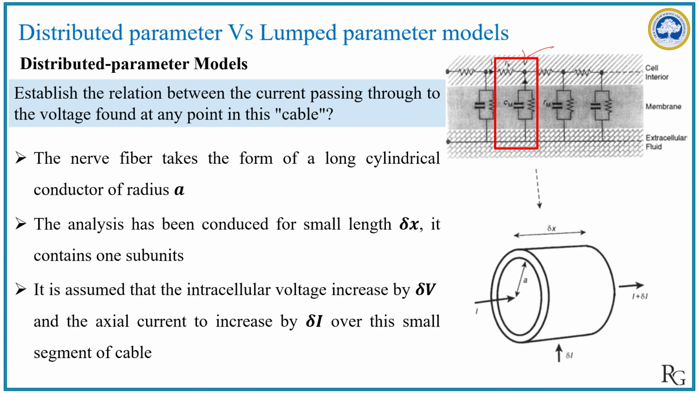It is assumed that the intracellular voltage increases by delta V and the axial current increases by delta I over this small segment of cable. The assumption of increases instead of decreases in voltage and current merely establishes a sign convention. In reality, the voltage along the nerve fiber drops as current flows out of the nerve fiber through a leaky membrane. If the adopted sign convention is used, the results will show the change in voltage with length with a negative sign.